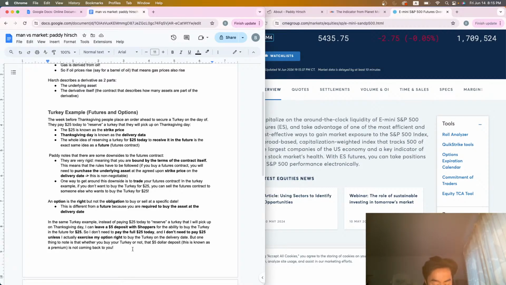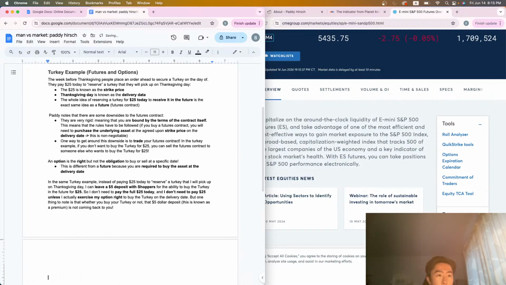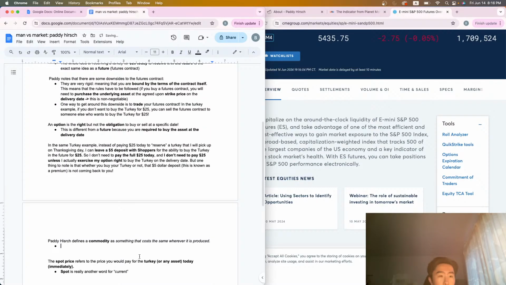A commodity is something that costs the same wherever it's produced. Okay. It's really not differentiated. I got it. Paddy Hirsch defines a commodity as something that costs the same wherever it is produced. Metals, copper, oil.